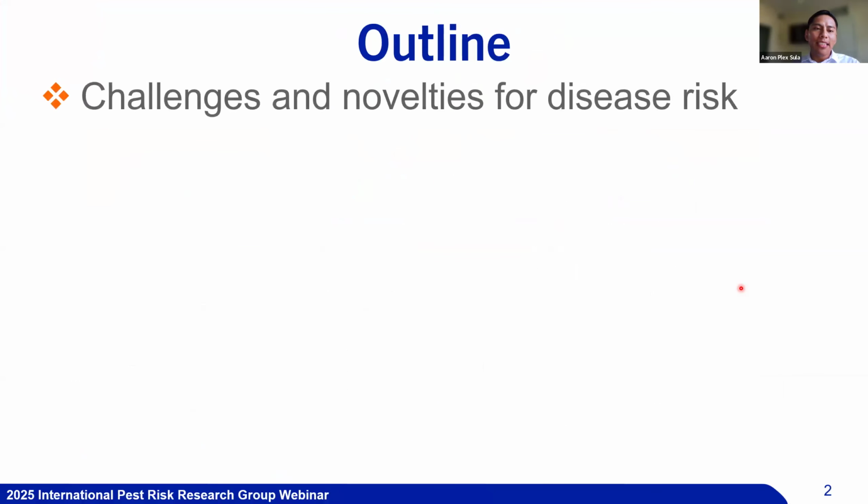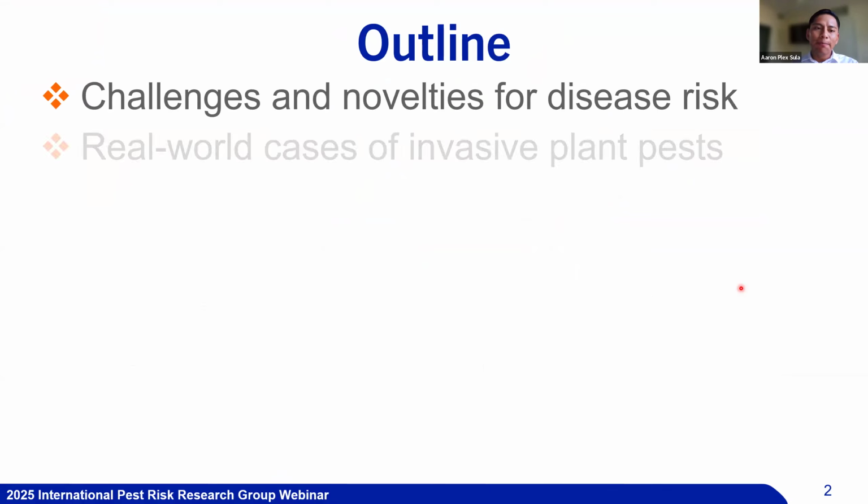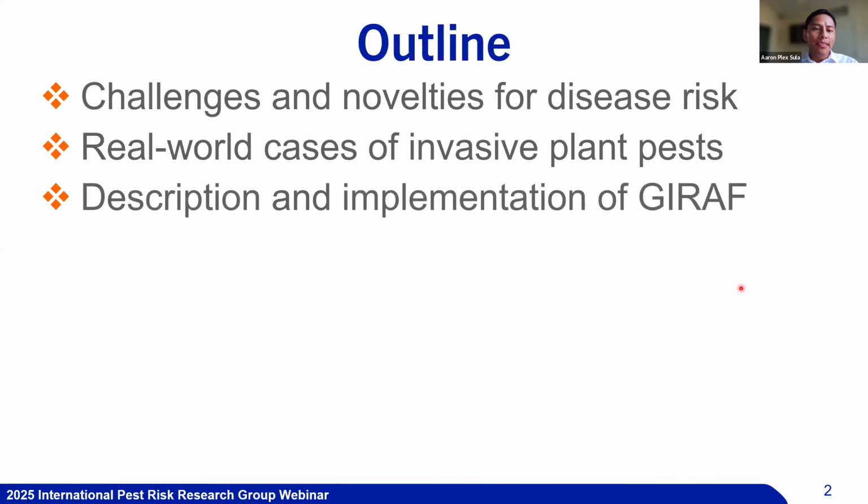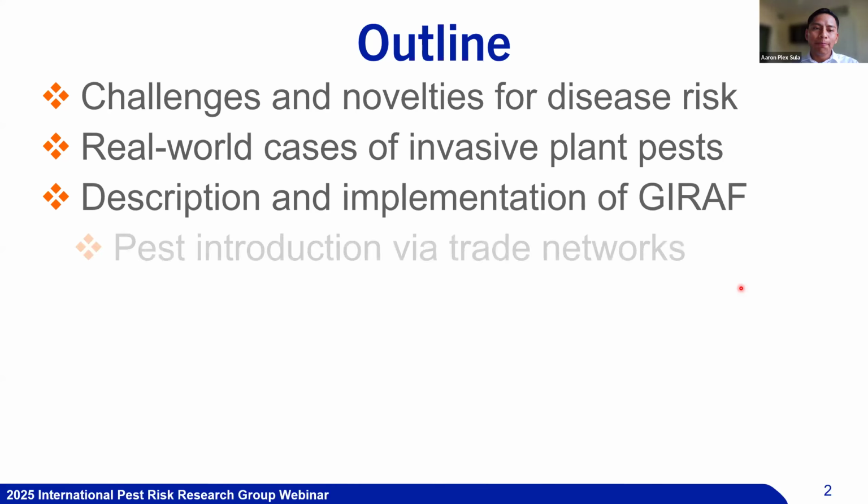Our outline for today's presentation includes discussing a little bit about the challenges and novelties for pest risk assessment. I'm going to provide you some analysis for real-world cases of invasive plant pests. I'll be describing the components of this framework and how we use it to understand the potential distribution of 4 invasive plant pests. In general, this framework targets 3 broad components.